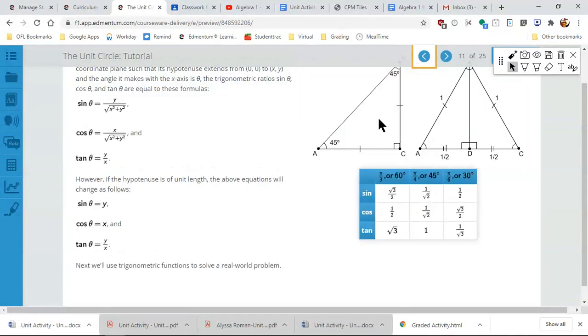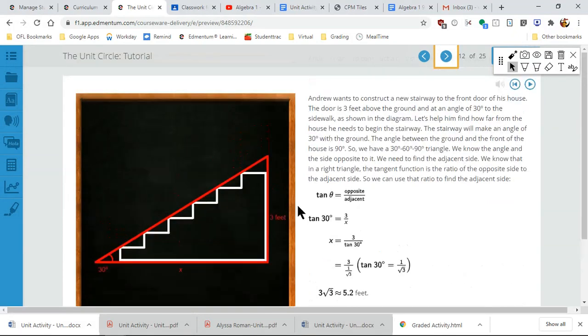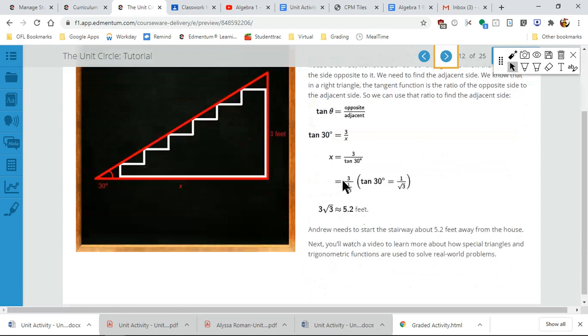I just went over the stuff that we went over yesterday, and then we're just going over how we use these functions. And I was complaining about Edmentum, but you can always watch that part again on the YouTube video.